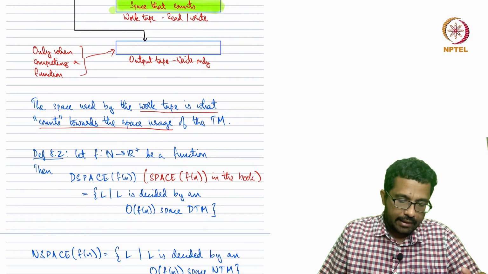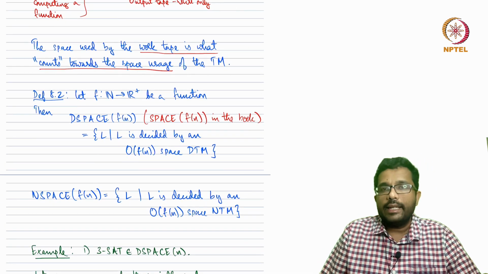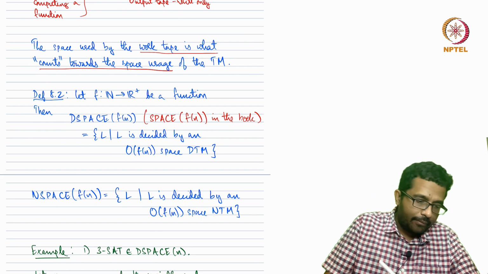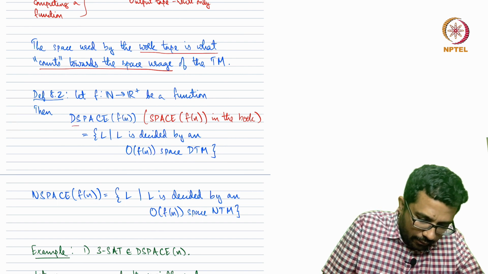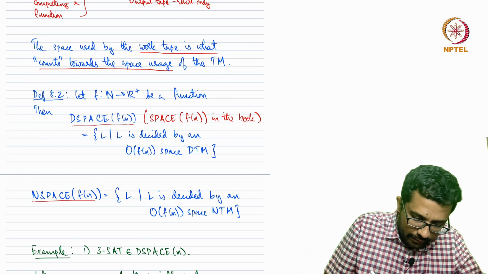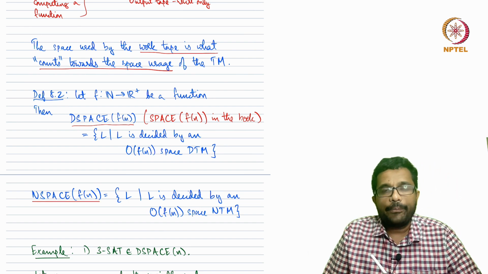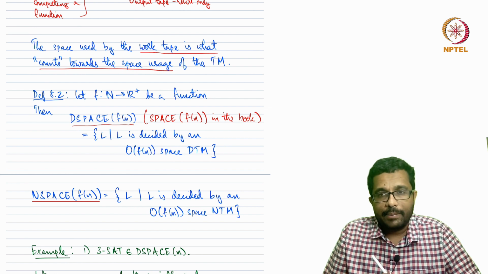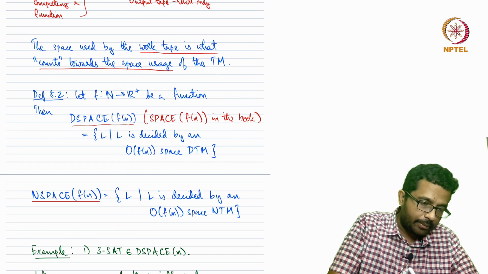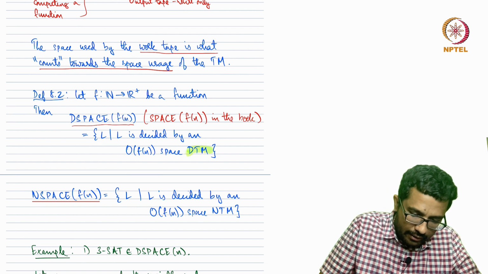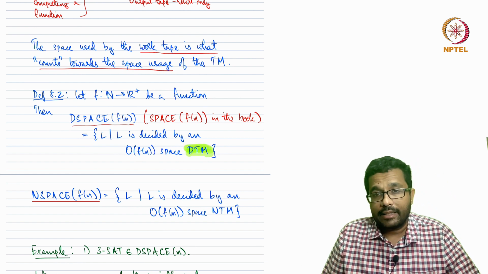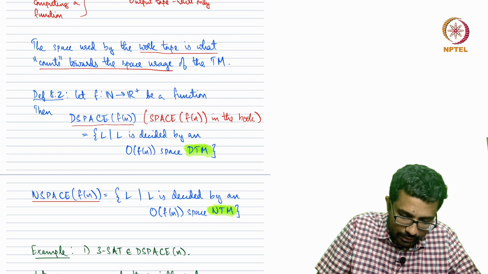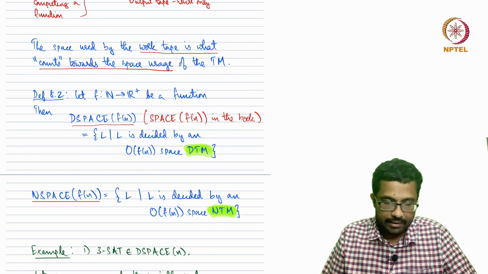So now let me define complexity classes. This is analogous to DTIME of f(n) and NTIME of f(n), which we defined in time complexity, right? So similar to them, we have DSPACE of f(n) and NSPACE of f(n), right? DSPACE of f(n) is the set of all languages that can be decided by an O(f(n)) space deterministic Turing machine, right? So deterministic Turing machine, that's why it's called DSPACE. And NSPACE is the set of languages that can be decided by an O(f(n)) space non-deterministic Turing machine, right? So this is DSPACE f(n) and NSPACE f(n).